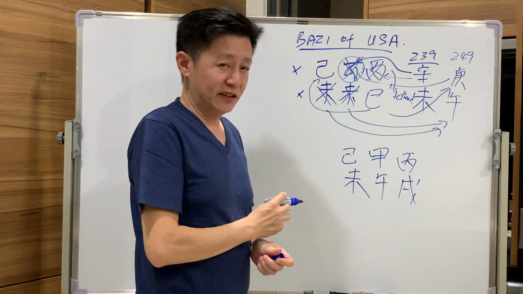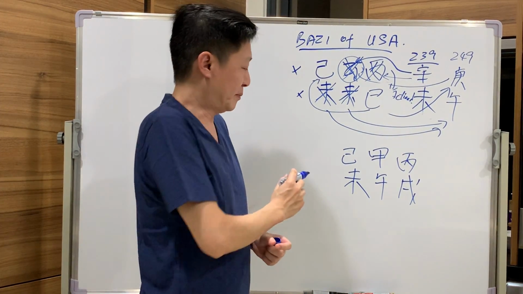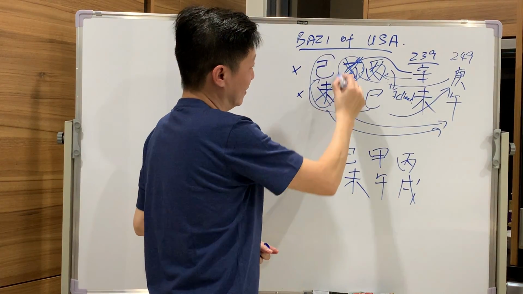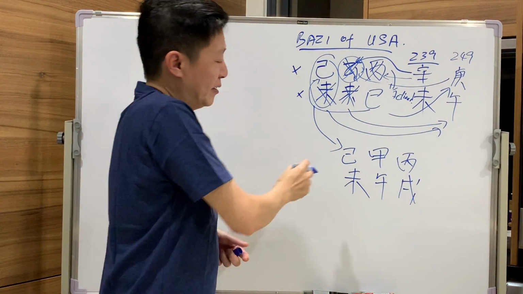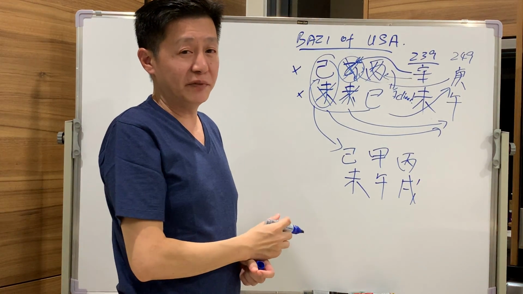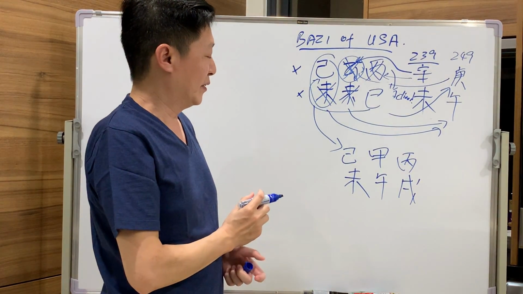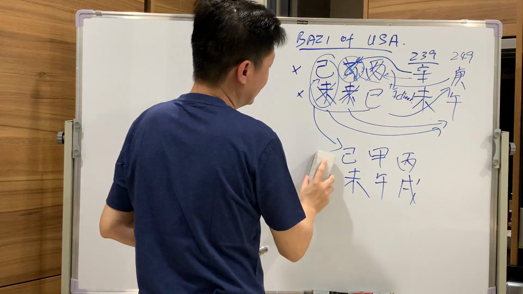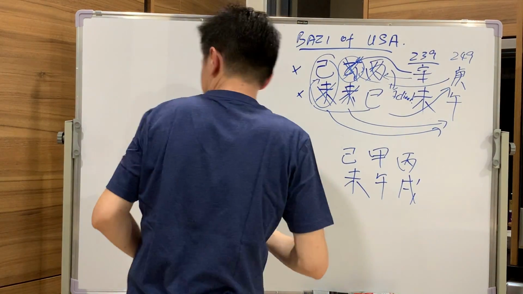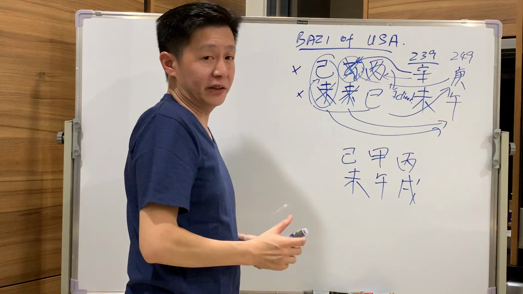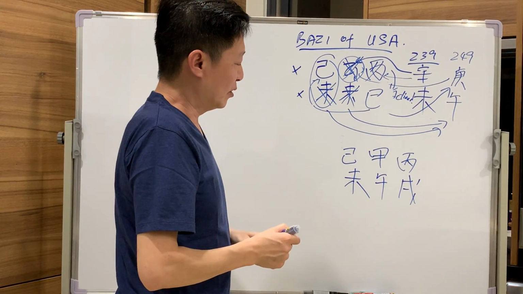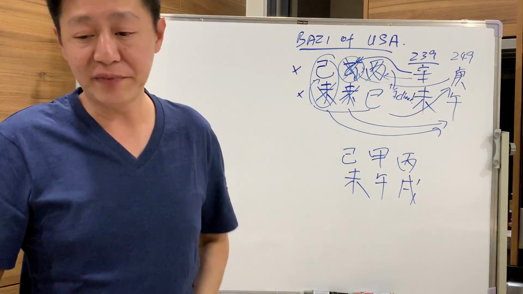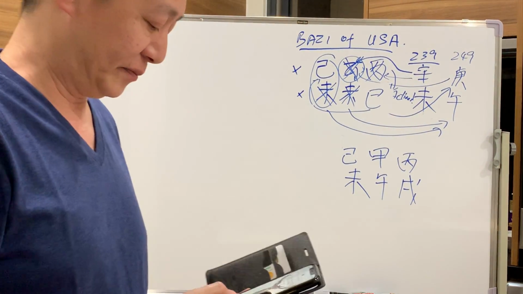You see, this is Donald Trump, the president of America, the party. You see, their similarity is identical. It's the same. America party is the same as Donald Trump day pillar, exactly the same. So now we look at Donald Trump party to see whether Donald Trump can really help America or not. And then we look at the luck of Donald Trump and the year of Donald Trump.